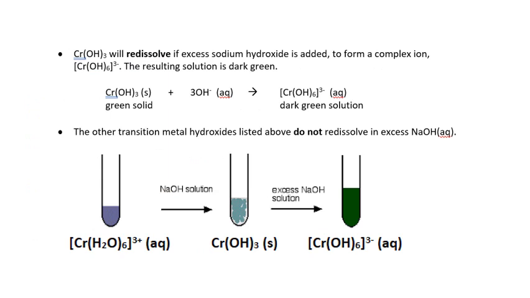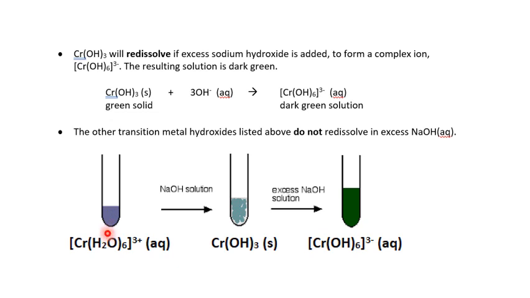If you add lots and lots of sodium hydroxide, for most of these metal ions it doesn't make any difference. Once you've got the precipitate, that's it. But again, for reasons we don't need to go into, chromium 3 hydroxide has this interesting property that if you add more hydroxide to it, the green solid that you get initially will redissolve and give you a dark green solution. So you can see you get this sequence at the bottom.